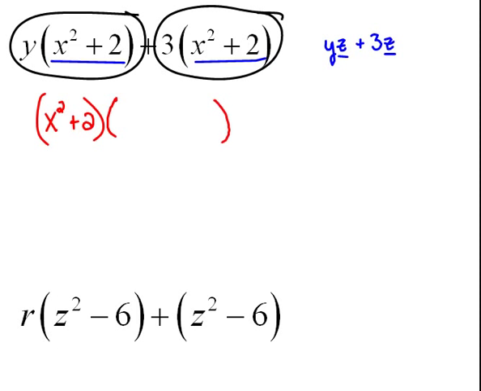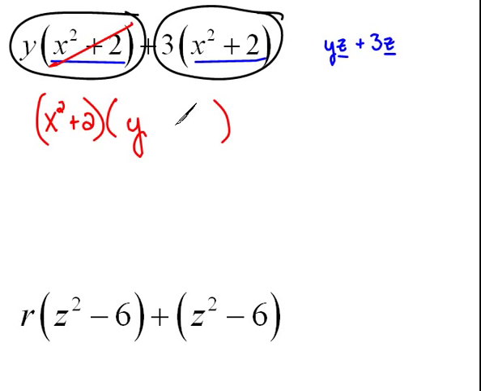Now when we do that, this times what would get us back to this term? Well, think about this term. This term says y times this binomial. So the binomial times y would get us right back to where we started. It's almost like if you were to divide that out, it would cancel out.